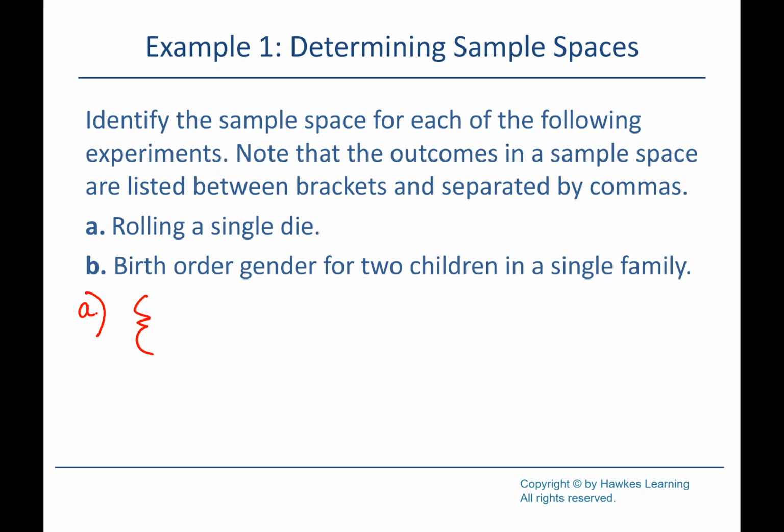What could we get? What numbers are on a 6-sided die? We got 1, 2, 3, 4, 5, and 6. That's it. That's numbered 1 through 6, so those are the possibilities for rolling a 6-sided die, so that would be what we call our sample space.